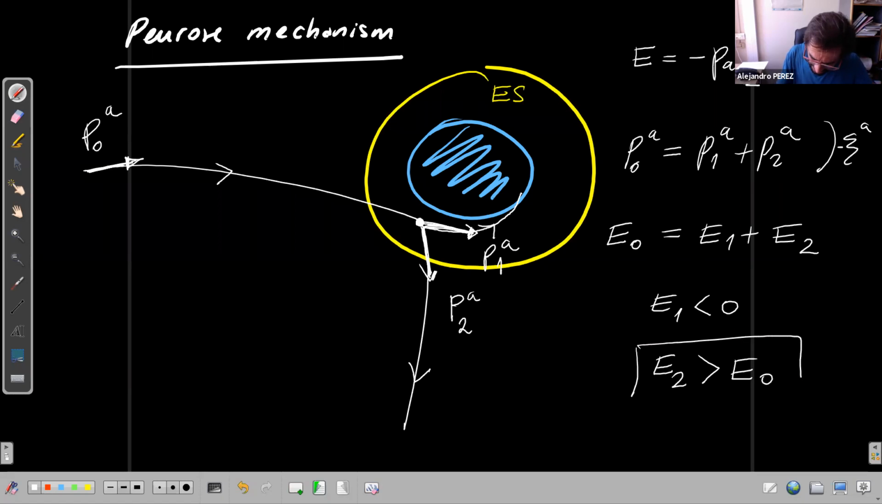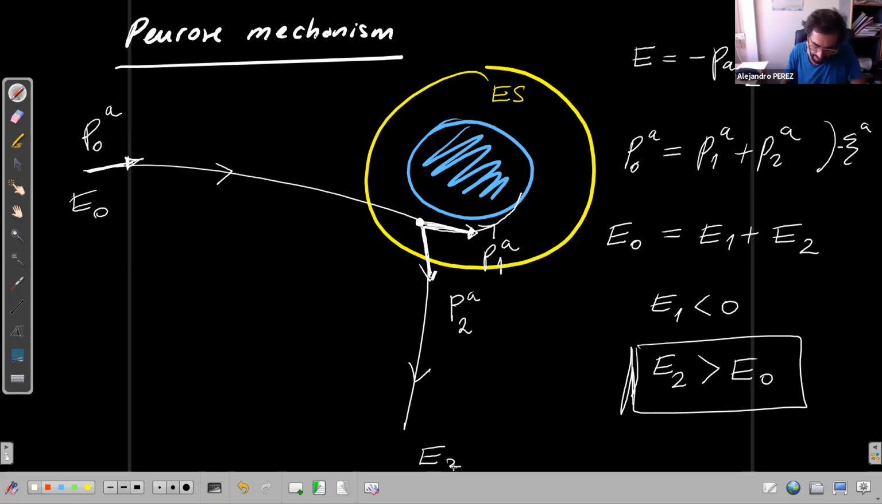So we can arrange things so that the particle with energy E2 goes back out to infinity. We capture this particle. We send the particle with energy E0. We capture a particle with energy E2. So we have gained energy from the system.